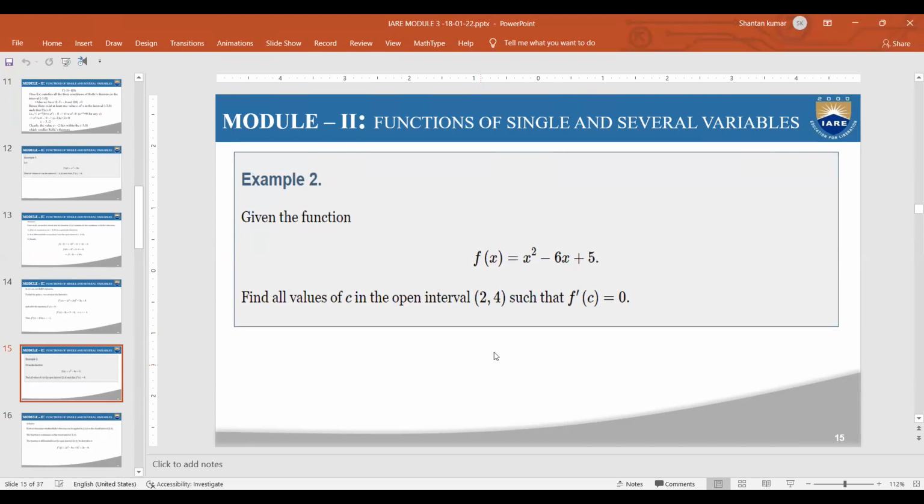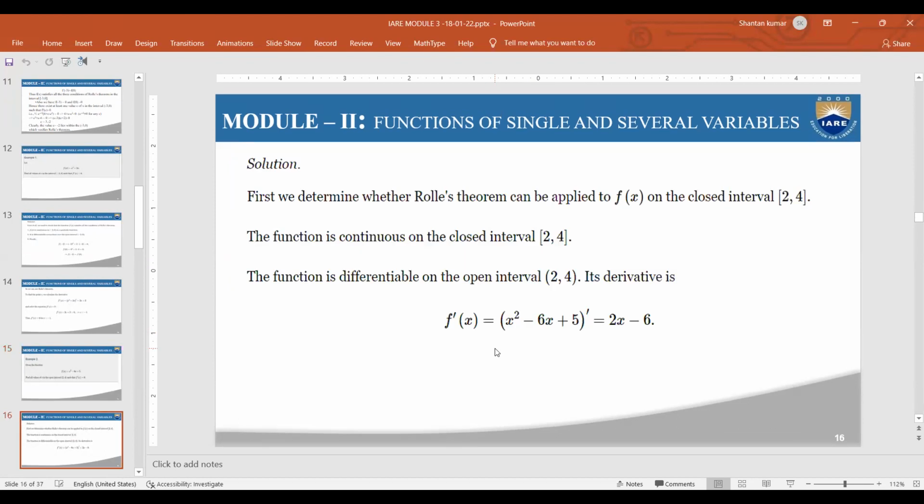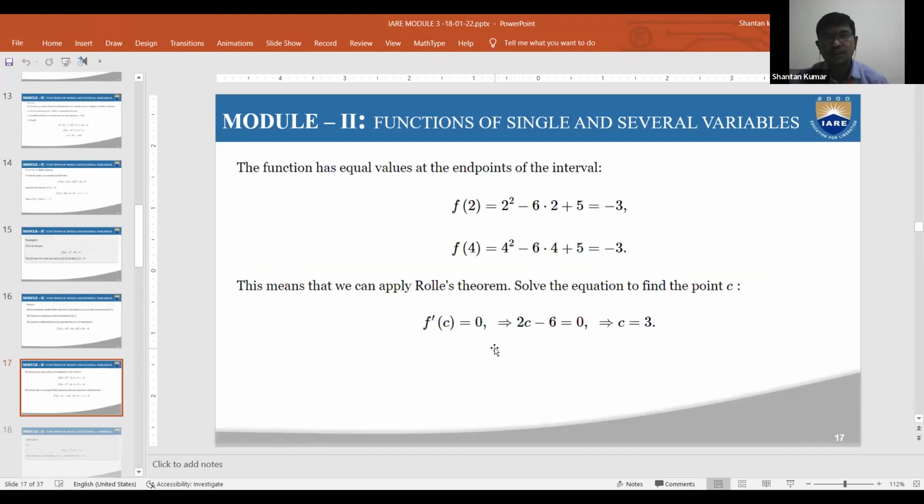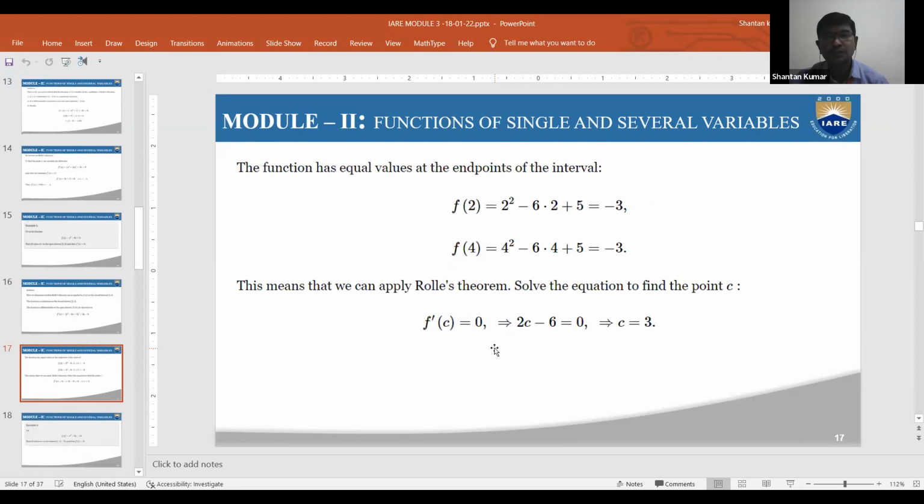Sir, C equal to 3, sir. First, continuous function, differentiable. And f of a is equal to -3, f of b is equal to -3, and c is equal to 3. Correct, Anamma? Yes, sir. Good. And here the function is continuous and differentiable, f of a is equal to f of b, and f dash of c equals 0, then there is c belongs to (a, b). Therefore, the function clearly satisfies Rolle's theorem.